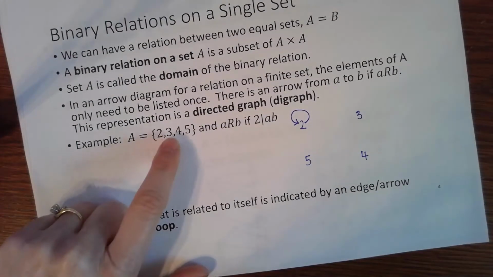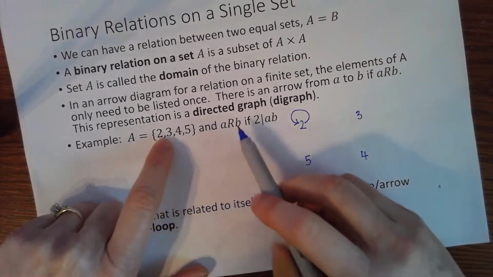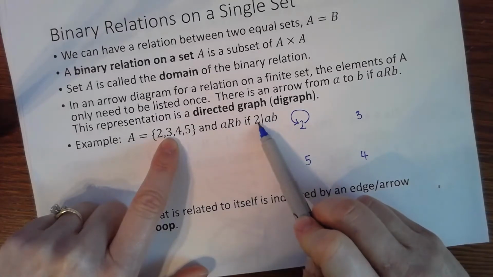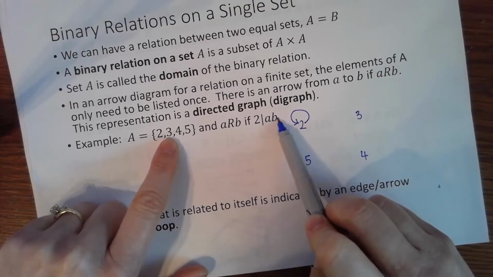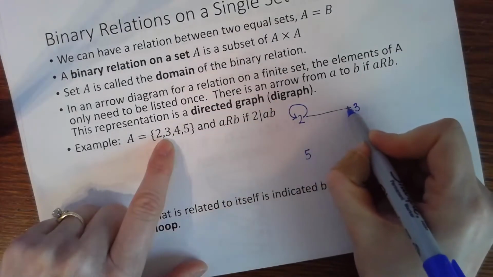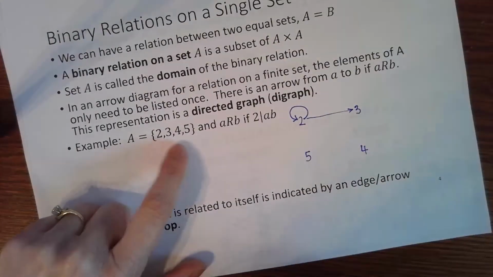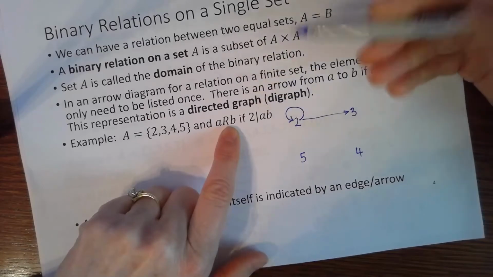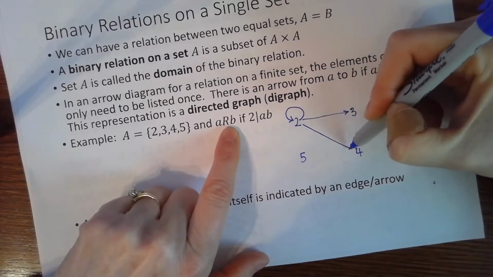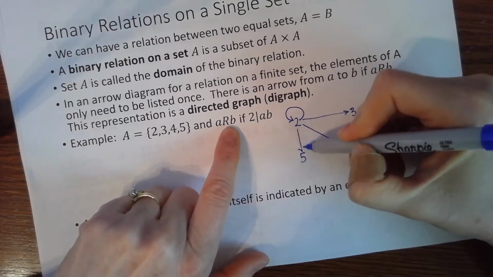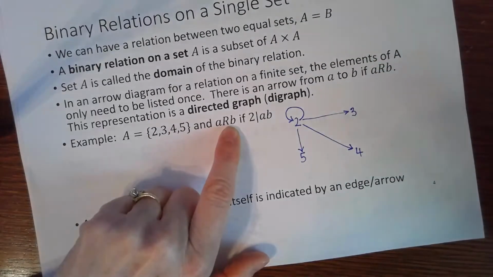Does 2 divide 3? Or sorry, is 2 related to 3? Well, 2 is related to 3 if 2 divides the product of 2 and 3. Well, sure, it divides. So I would do that. 2 is related to 4 if 2 divides the product of 2 and 4. It does. And clearly 2 has to divide 2 times 5 as well, because 2 is one of the factors. So 2 is related to everything in the set.